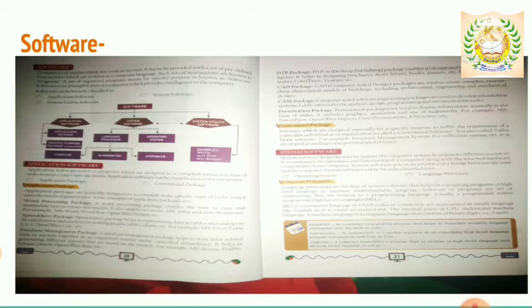Our today's topic is software. It means today we will talk about software. What is software, why do we use software, and why is software necessary?